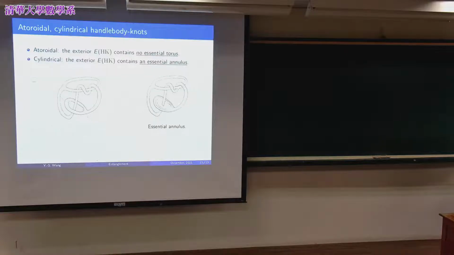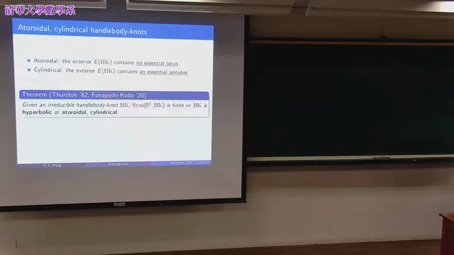So go back to the theorem. He is saying that the symmetry group is finite if and only if the handle-body knot is hyperbolic or toroidal-cylindrical, which means that it doesn't have any essential torus but has at least one essential annulus. And for today, I'm going to focus on the second kind, toroidal-cylindrical handle-body knots.